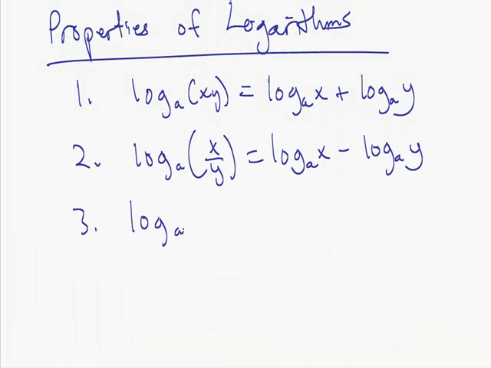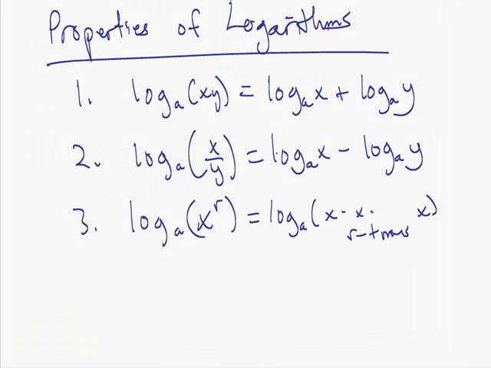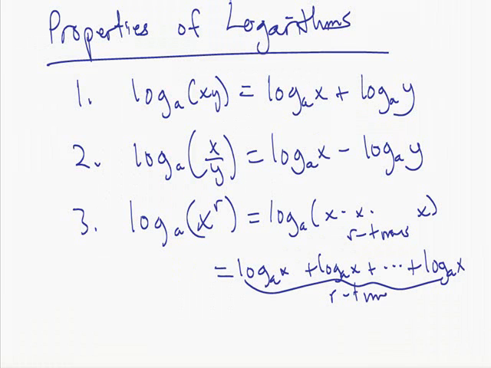Finally, the log base a of something to a power, say x to the r power. Let's justify this one a little bit. That's x times x, r times. According to property 1, I could say that's the log base a of x plus the log base a of x, and so on, r times. But how many of those do I have? Then I have r log base a of x. So I have r times the log base a of x. The point is that this exponent, the log of something to a power, you can bring that power down in front. So log base a of x to the r is equal to r times the log base a of x.